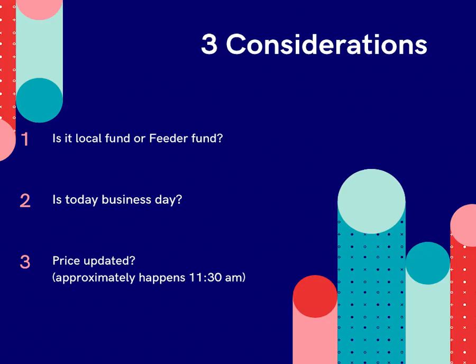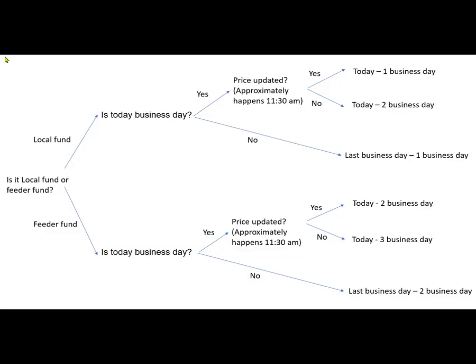So to compute what price I am seeing now in the GCash app, we need 3 considerations. 1, is it a local fund or feeder fund? 2, is today a business day? And 3, is it after 11:30 a.m.? This is a flowchart that I've summarized, and let's try to look at some examples.